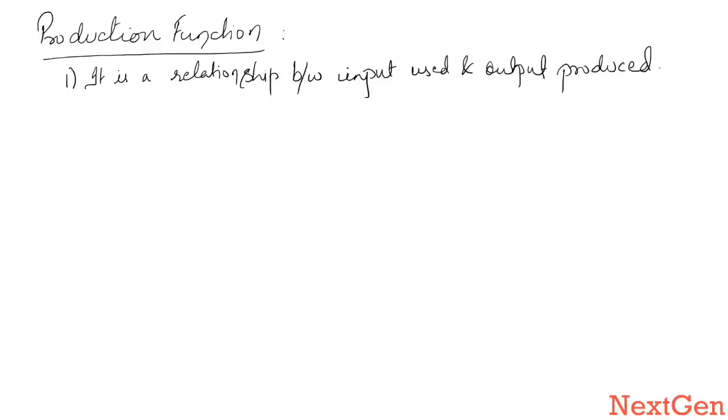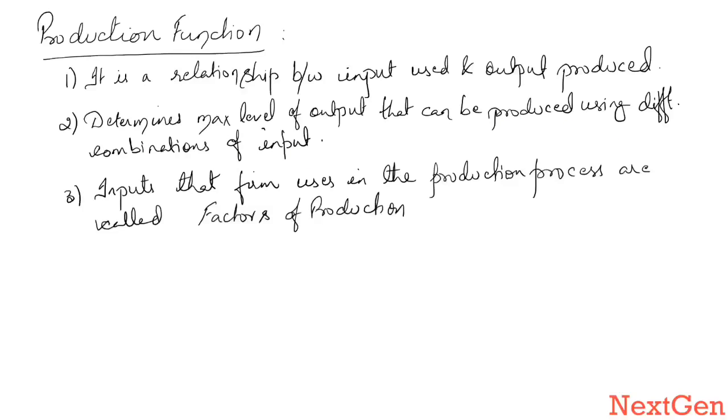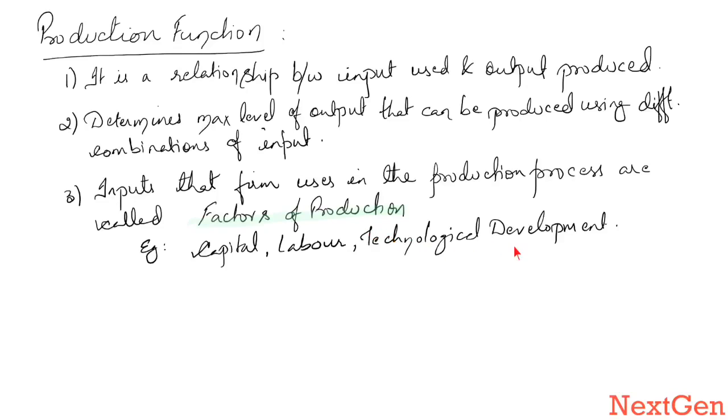Now let's come to the production function. It is a relationship between input used and the output produced. For various quantities of inputs used, it gives the maximum quantity of output that can be produced. Production function determines the maximum level of output that can be produced using different combinations of inputs. The inputs that a firm uses in the production process are called factors of production. For example, it can be capital, labor or technological development.